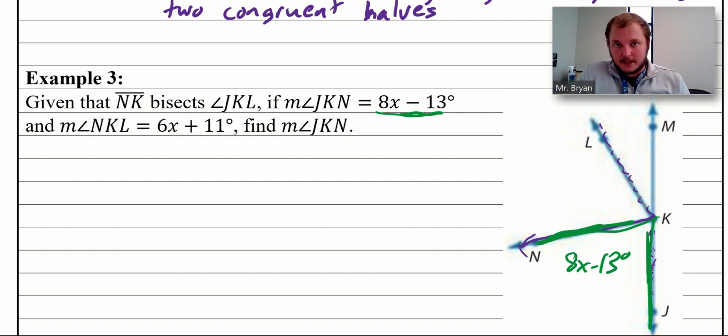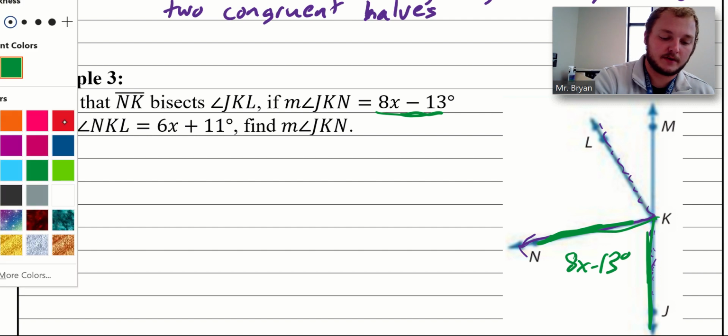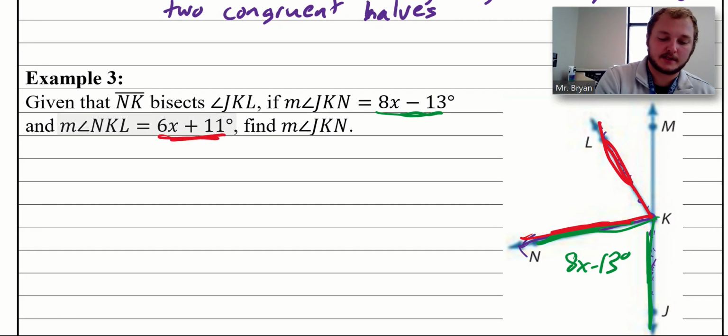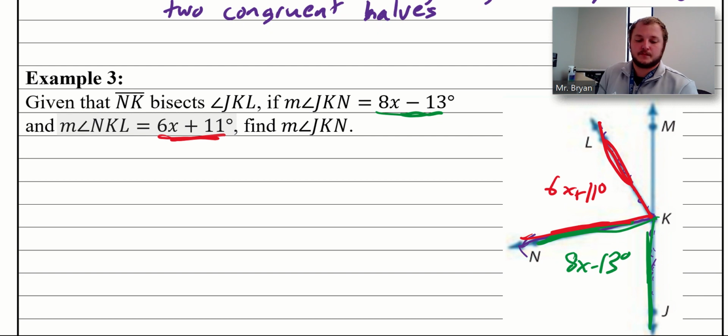Now, let's look at NKL. If I look at that here, let's see if I can find a different color. NKL, we were told that is 6x plus 11. That's the one that's 6x plus 11. There we go. Okay, making mistakes so that you guys can catch those and catch your teacher on different things.